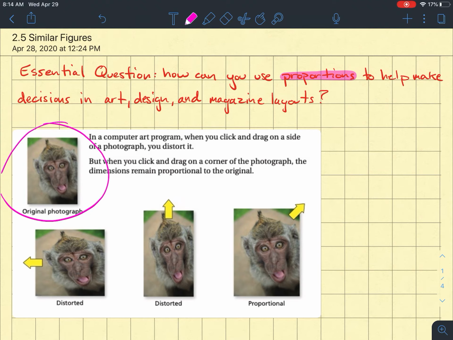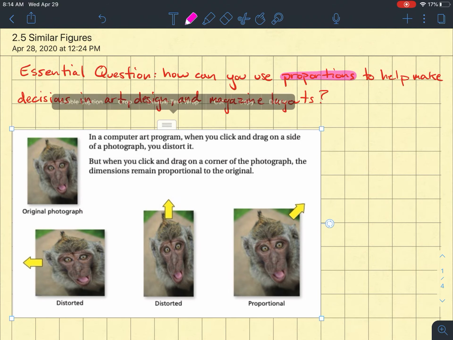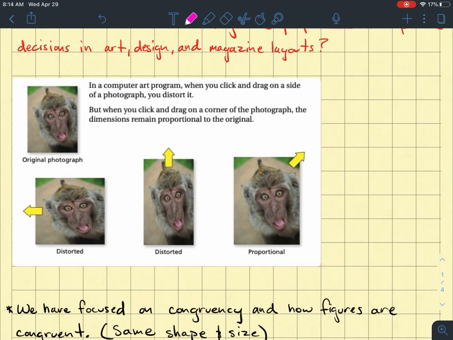But this is the original photo here. If you were to just click on the side and drag it out, it would make the monkey appear to be wider than what it is, right? So that this image here is not proportional to the original photo in the upper left-hand corner. And same rules apply if you were to click on, let's say, just the top of the image and slide it up, then the monkey would become elongated, right? He looks completely different than he does in the original photo.